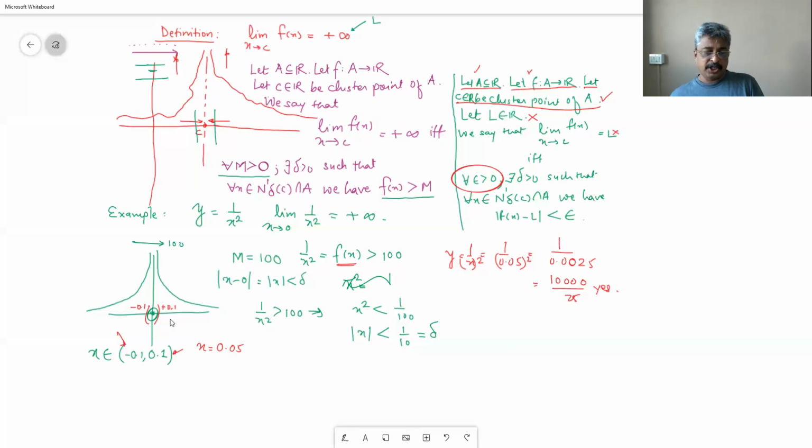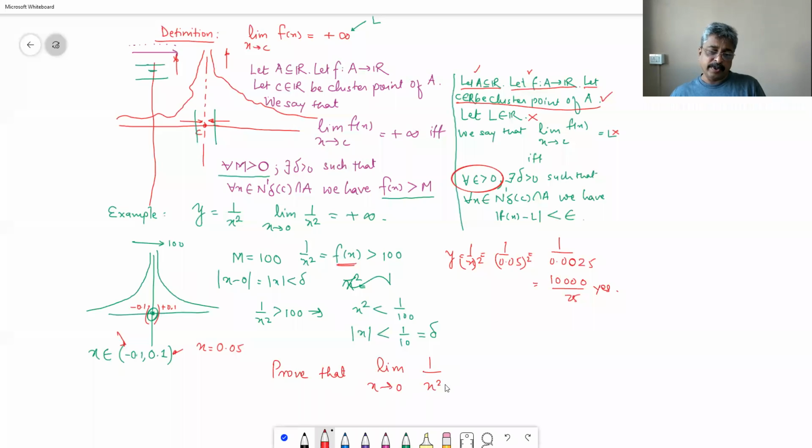The question is, prove that limit x tends to 0, 1 upon x square is equal to plus infinity.